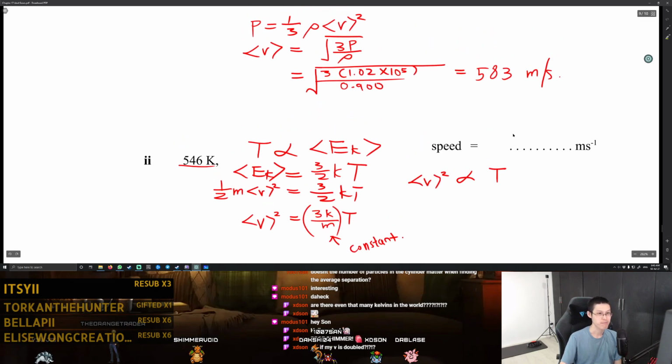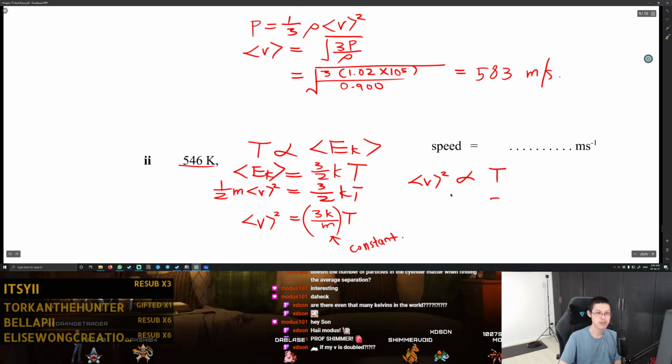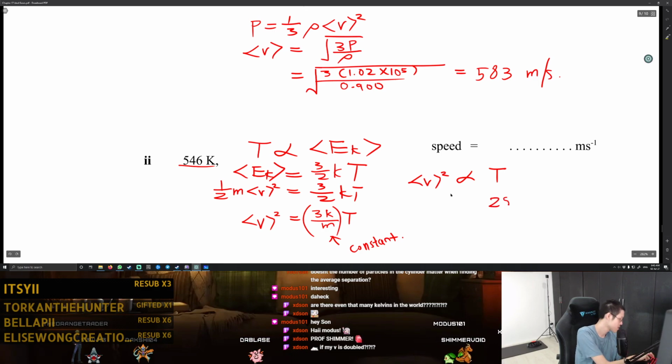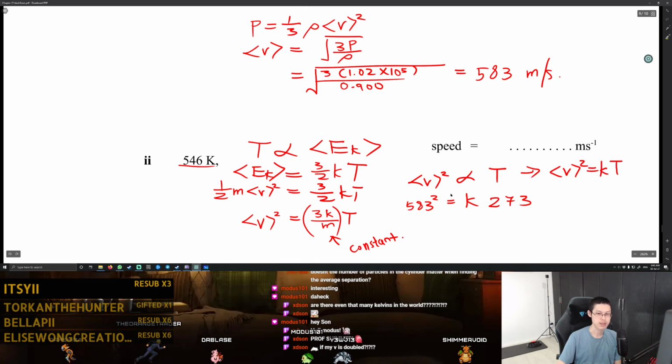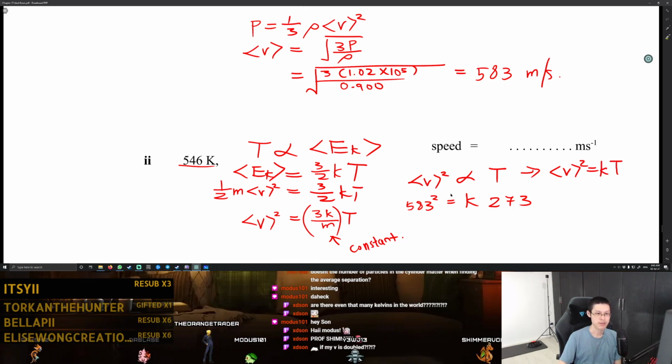And then what that tells you is that initially when your T is 273, your v was 583 squared, right? So you can imagine this is just some constant. This guy is equal to some constant times T. So now we have 546. The constant should be the same, and now you're trying to find v squared.